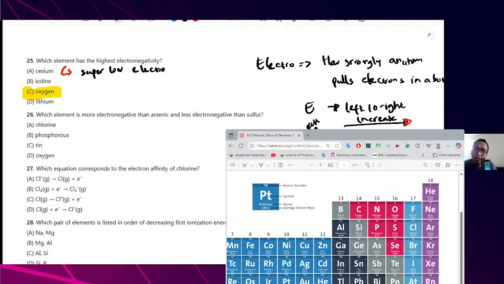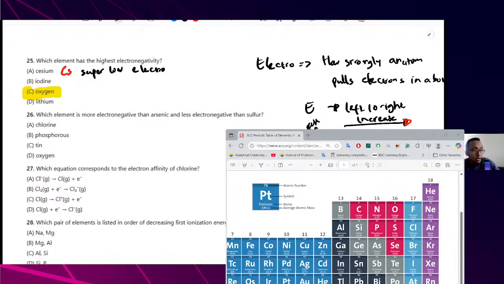It's still in the bottom, not close to the top right. So based on that information, we need to know which one is close to fluorine. Hopefully you can get the answer to this question.